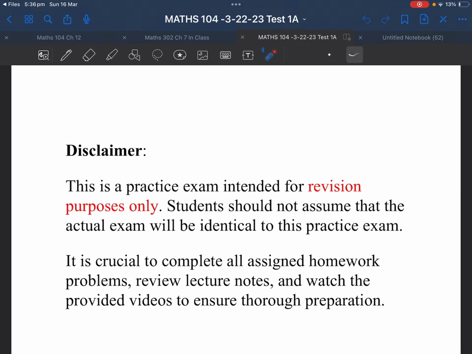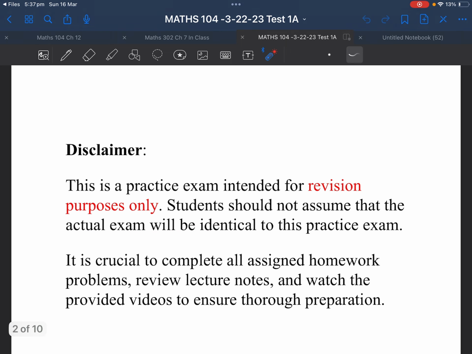Hello and welcome, student. Before we start solving previous tests and exams, I would like to make this important disclaimer. The following will be just a practice exam, and it's intended for revision purposes only. So it has nothing to do with your actual exam. It is not a model for your exam. It's just for you to revise, to test yourself, to practice more, keep yourself with a timer, be in the exam environment. You shouldn't assume the actual exam will be identical to this one.